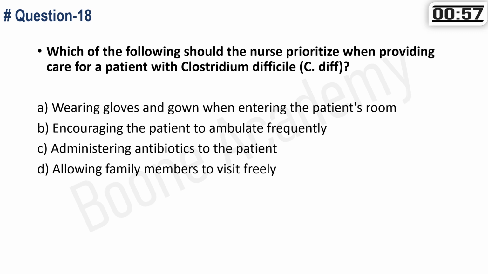Question 18. Which of the following should the nurse prioritize when providing care for a patient with Clostridium difficile, C. diff? A. Wearing gloves and gown when entering the patient's room. B. Encouraging the patient to ambulate frequently. C. Administering antibiotics to the patient. D. Allowing family members to visit freely. You have 1 minute to answer your question.